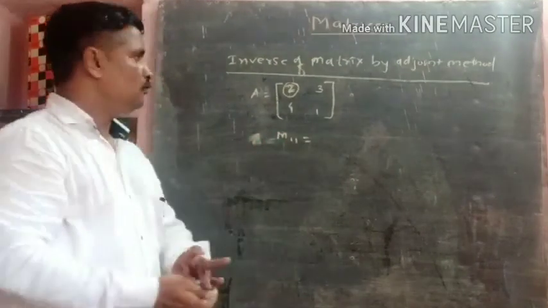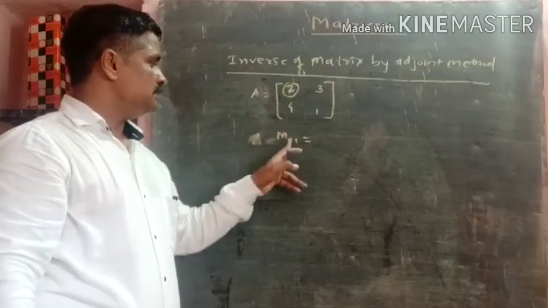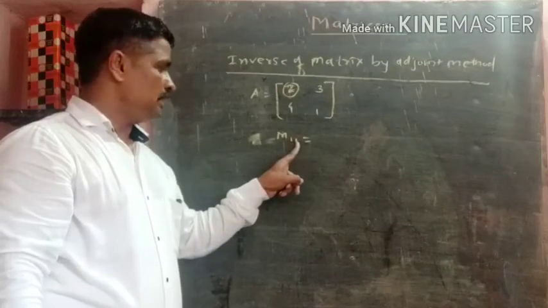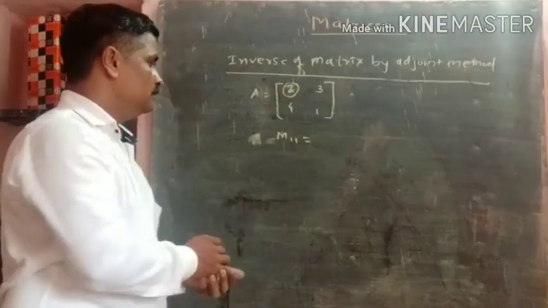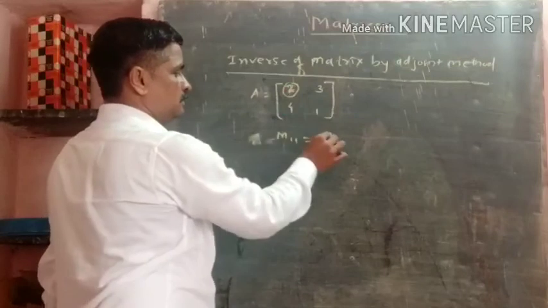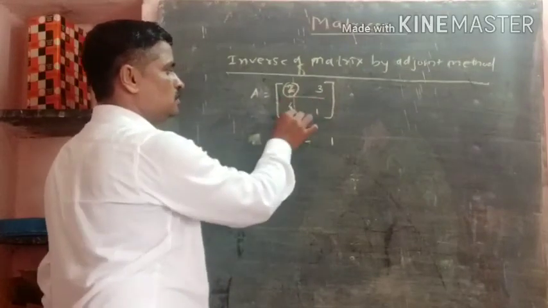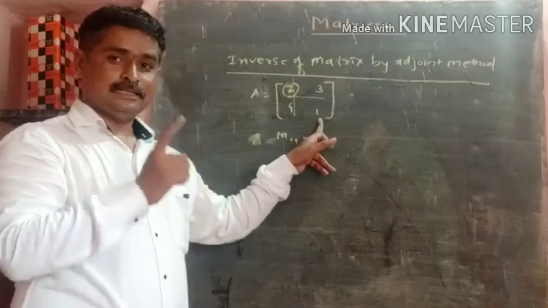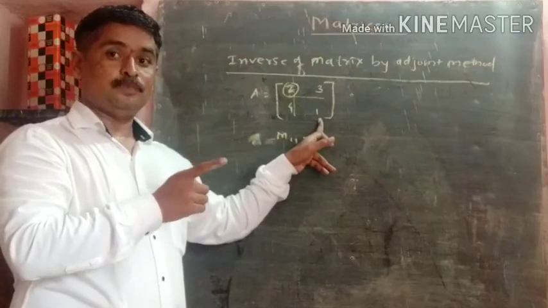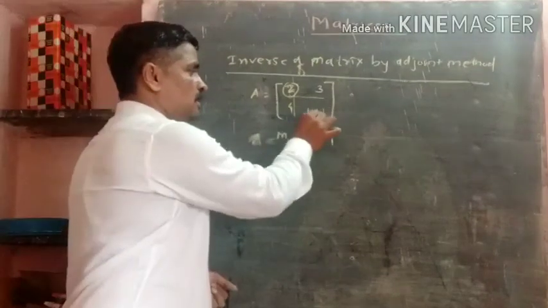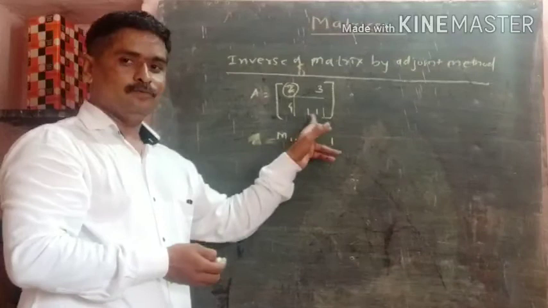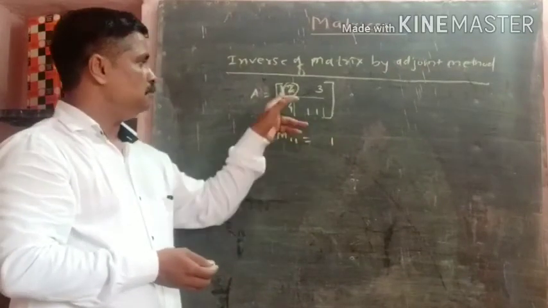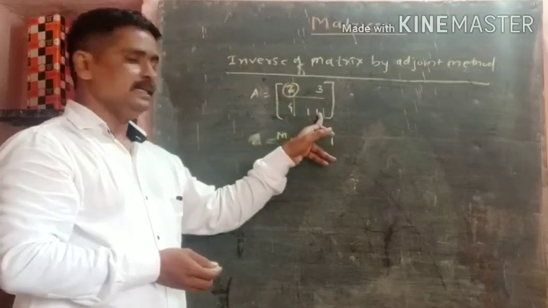M11. M11 is nothing but the minor of the first number. M denotes the number of row and the second one denotes the number of column. So M11 is equal to 1, by replacing the first row and first column we have the number 1. So 1 is also a determinant of order 1 by 1. It contains one row and one column. So M11, that means the minor of 2, is nothing but 1.